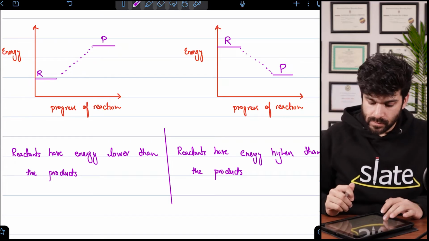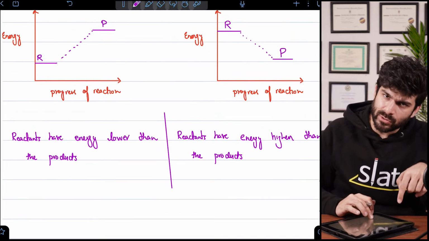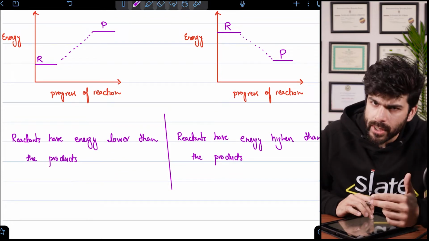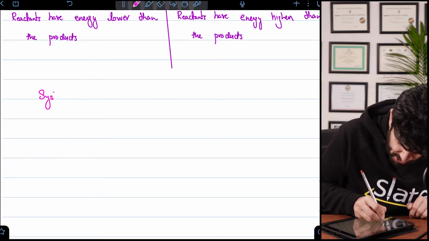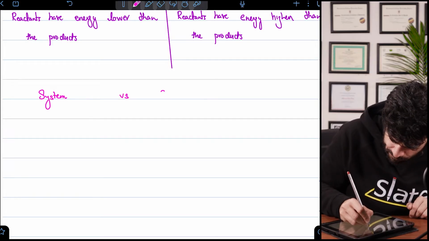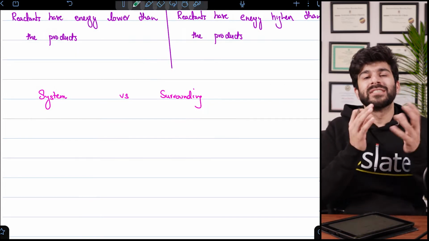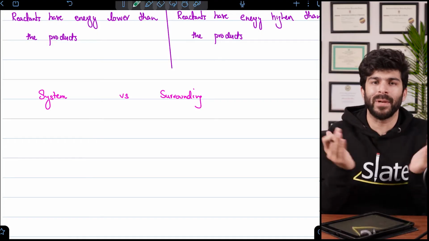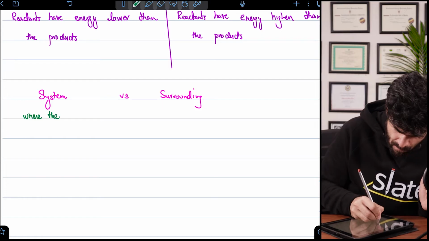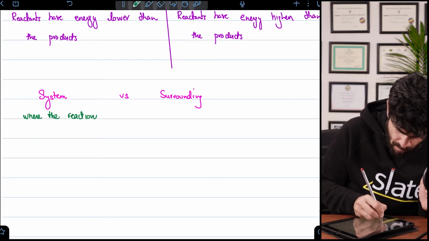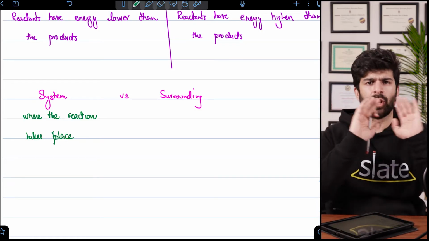So that's one thing. Now, the two concepts. We will come back to this diagram later. We'll add a lot more here. But before that, system versus surrounding. What is a system? System is where the reaction is taking place. And surrounding is obviously the surrounding around it.